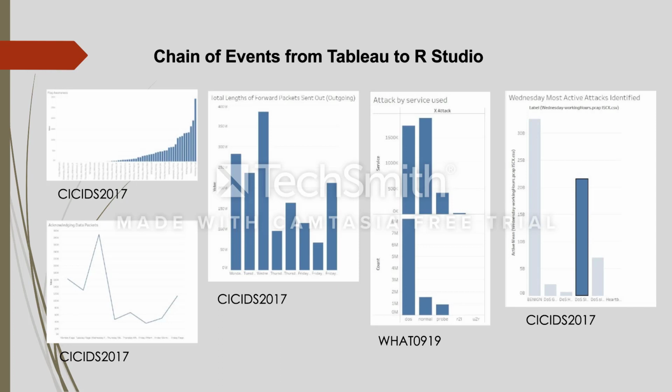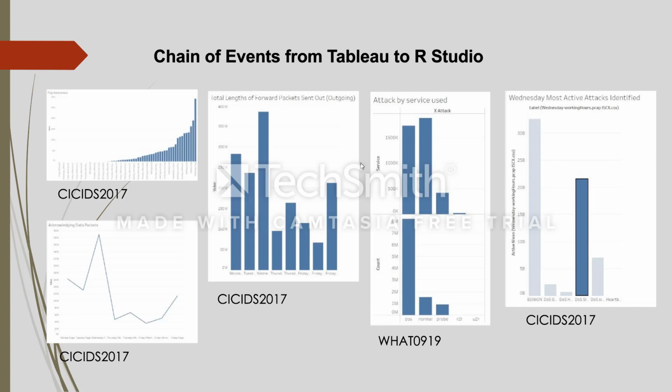The visualizations created from KDDID were also needed to interpret the neural network graphs and output generated from RStudio. The variables that were used were the connection variables. However, with the use of Tableau, it can be interpreted with services, flags, protocols, and attack types. So as you can see, the findings have created a chain of events that connects Tableau to RStudio.